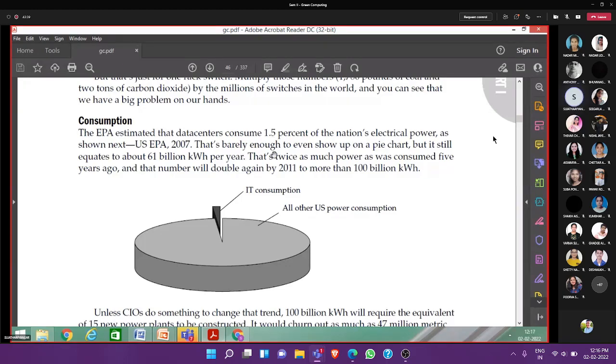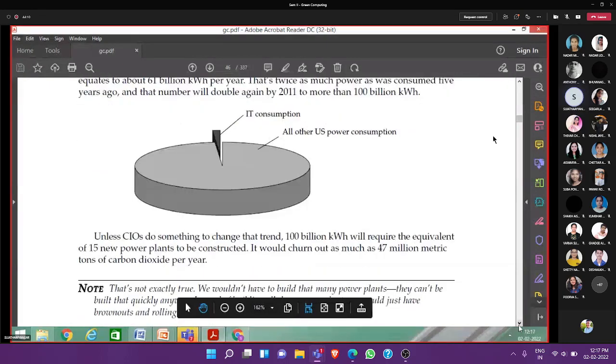So that's barely enough to even show up on a pie chart, but it still equates to about 61 billion kilowatt per year. Okay. That's twice as much power as was consumed 5 years ago. And that number will double again by 2011 to more than 100 billion. So in this pie chart, it is a small portion only. But that itself, the IT consumption, is too much. Remaining is other users' power consumption.